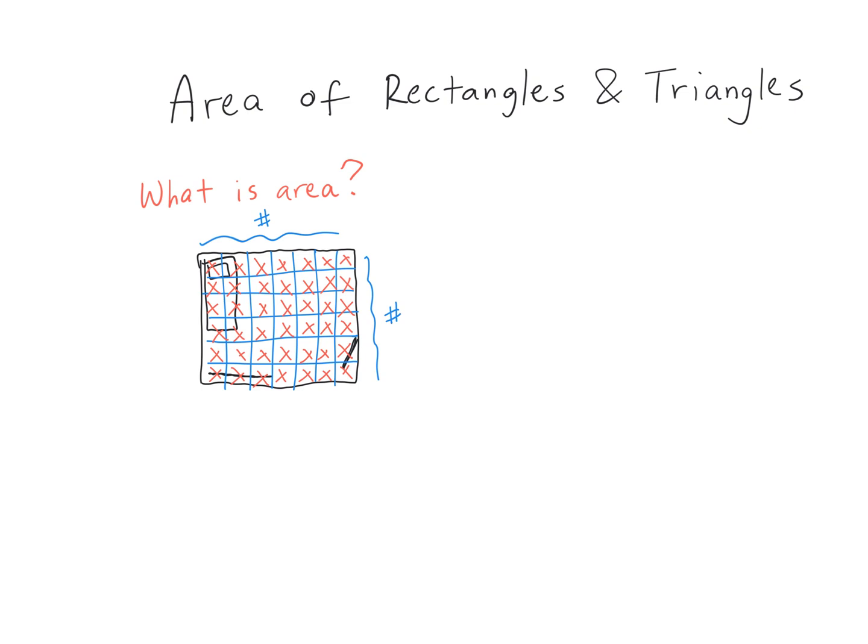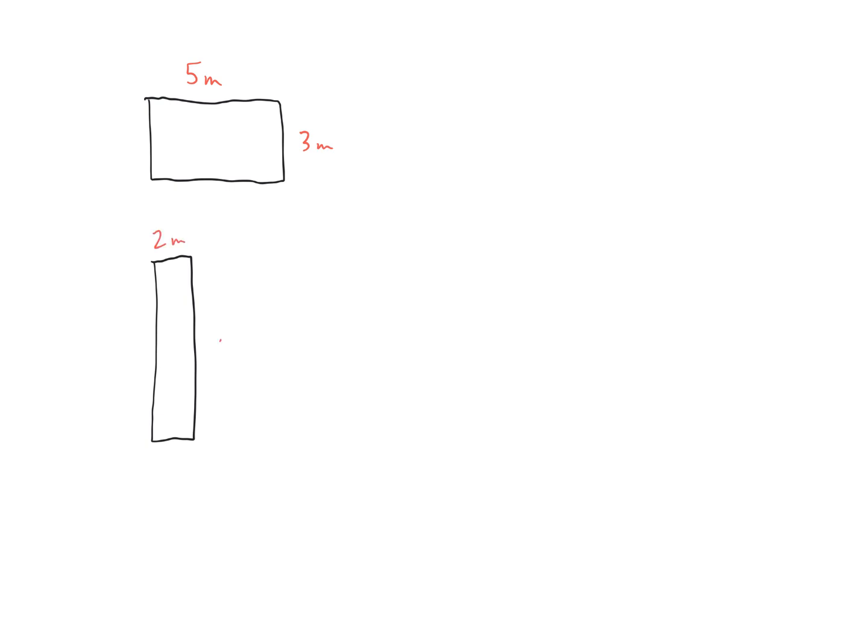Okay, so for rectangles and triangles, the calculation is very simple, very straightforward. Let's take a look at some rectangles here. So let's say I've got a rectangle that looks something like this, and let's say I've got a little skinny one that looks like this, and the measurements are, we'll say, 5 meters by 3 meters, and this one is 2 meters by 8 meters.